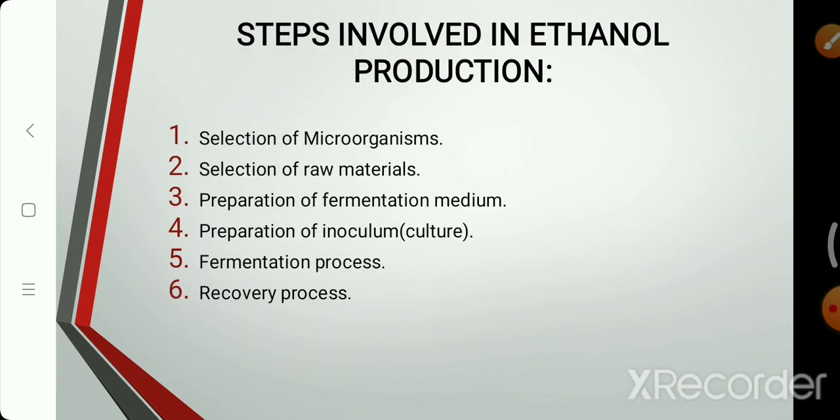Now we will see the steps involved in ethanol production. First is the selection of microorganism. Second is the selection of raw material, where we select the specific raw material depending upon the microorganism we have selected. Third, preparation of fermentation medium, where we do some preparations with our raw material. Fourth, preparation of inoculum, meaning our culture.